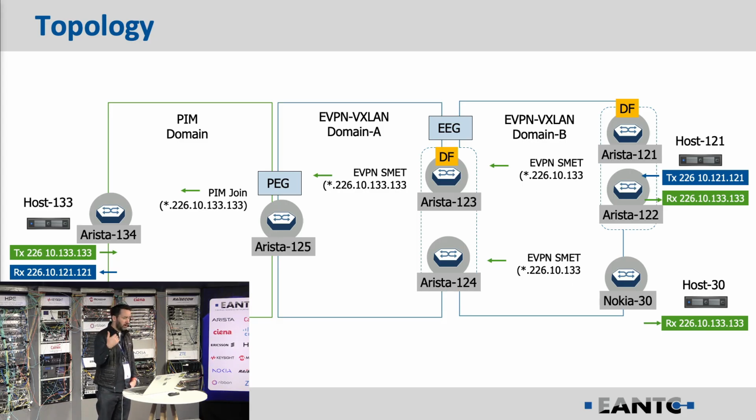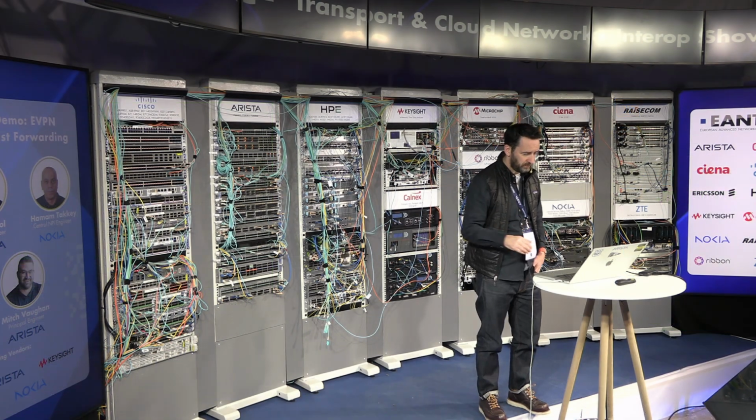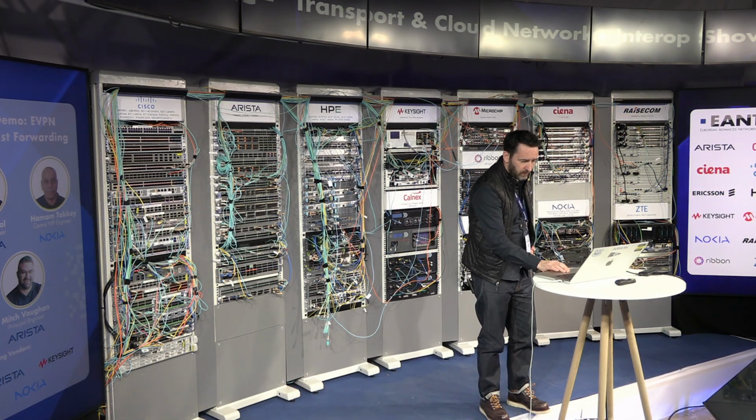All right, so what you're seeing here is both a PEG and also an EGW, right? So now we have external sources and external receivers in the PIM domain, but also sources and receivers in a separate EVPN domain as well. Well, let's go to the demo.